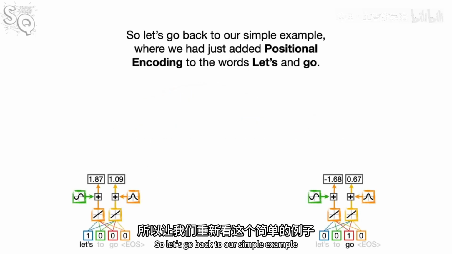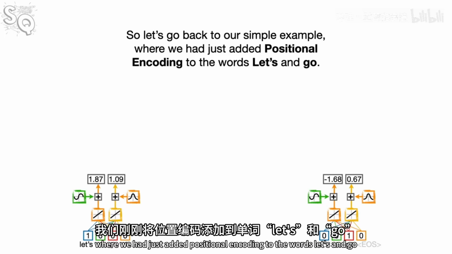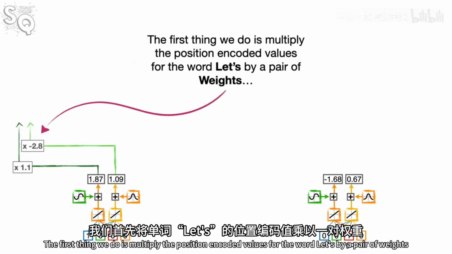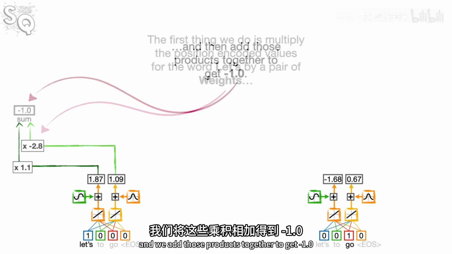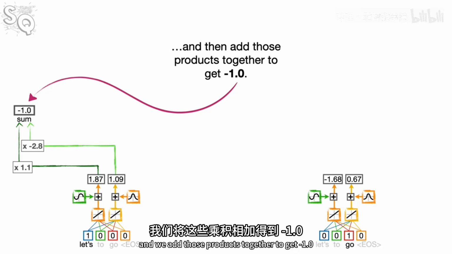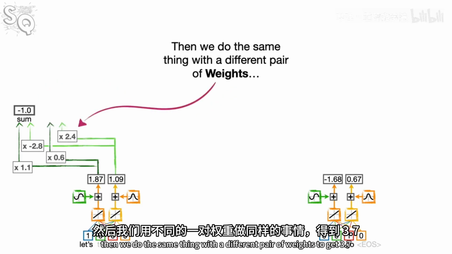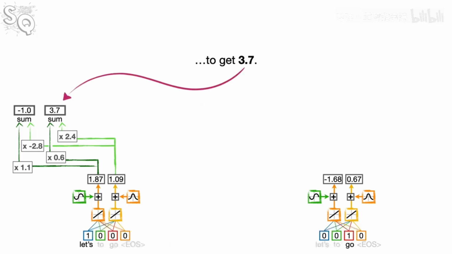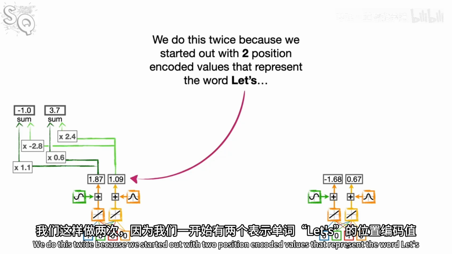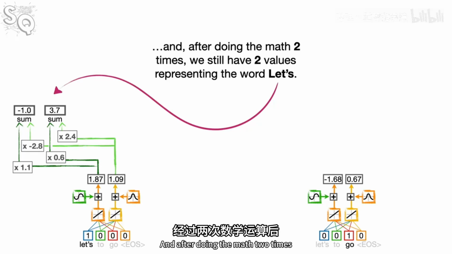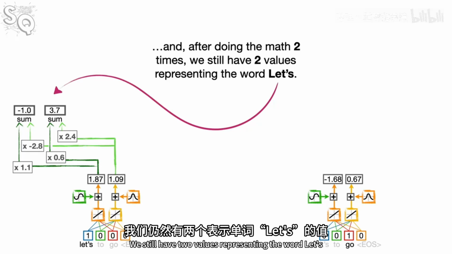So let's go back to our simple example, where we had just added positional encoding to the words let's and go. The first thing we do is multiply the position encoded values for the word let's by a pair of weights. And we add those products together to get negative 1.0. Then we do the same thing with a different pair of weights to get 3.7. We do this twice because we started out with two position-encoded values that represent the word let's. And after doing the math 2 times, we still have two values representing the word let's.